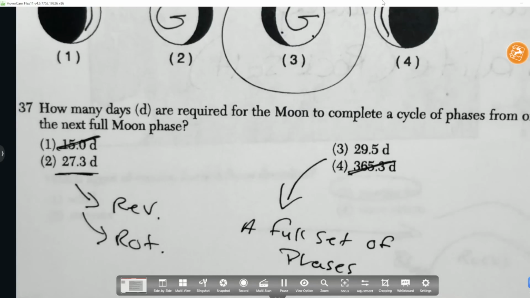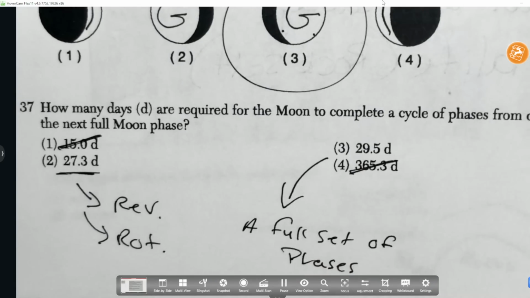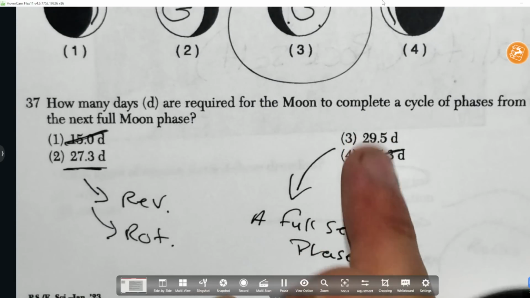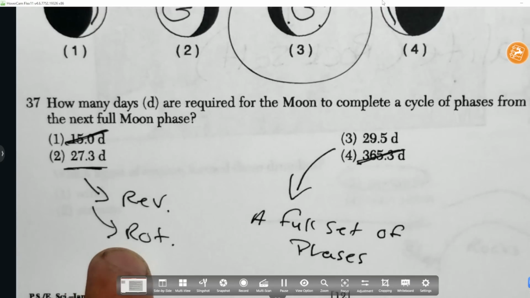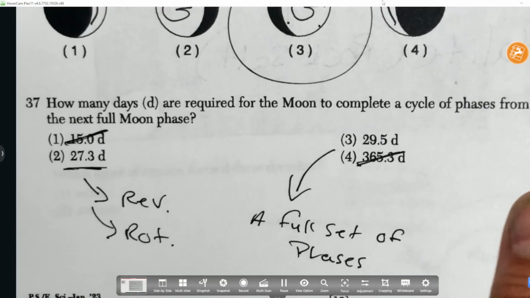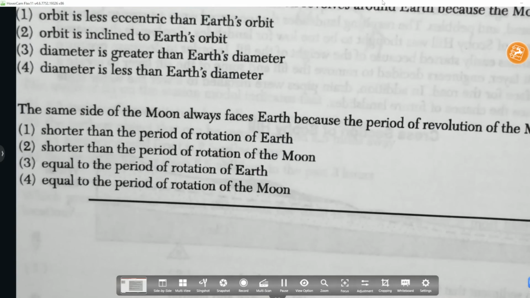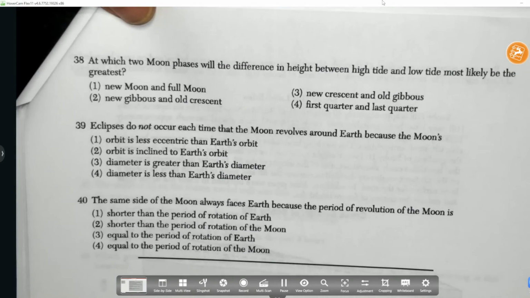Now, why does that take longer than the moon going around the Earth? Well, actually, it's pretty simple. It takes 1/12 of a year for the moon to do one orbit of the Earth, right? And in that time, the Earth is still going around the sun. So the moon's got to catch up. So it takes it another couple of days for it to get to that position. Don't worry about the logic behind it. Just remember the full set of phases is 29.5, where revolution and rotation is 27.3. 29.5.